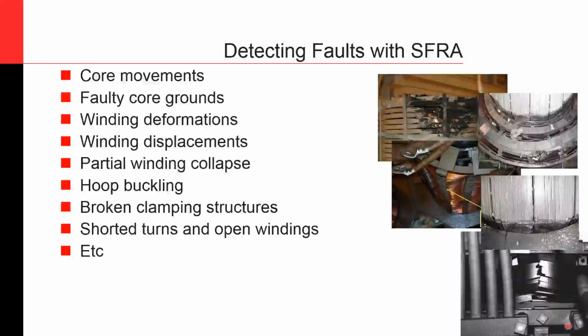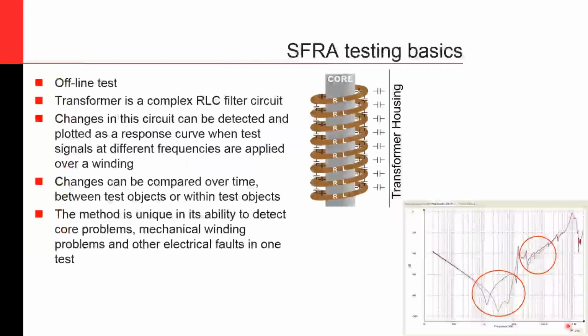So one nice thing, as I said, SFRA is a piece of the puzzle, but really you can see a lot of information with sweep frequency response analysis. You can see core movements, you can see faulty core grounds, winding deformations, winding displacements, winding collapse, hoop buckling, all these different things that will appear in a difference in traces when looking at SFRA results. So it's a nice one test, one piece of equipment that gives you a variety of information about the health of your transformer.